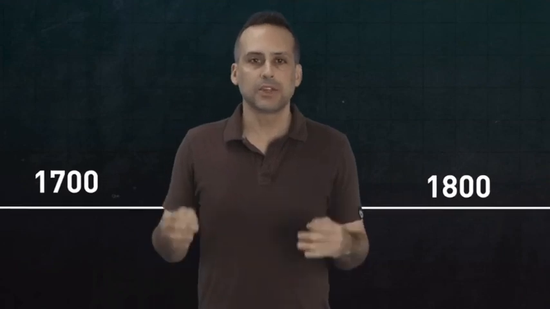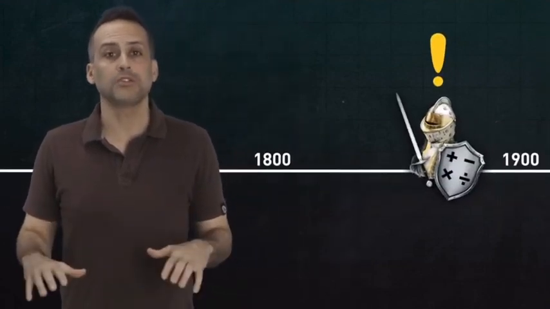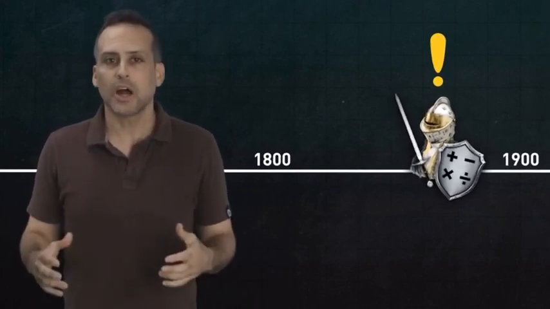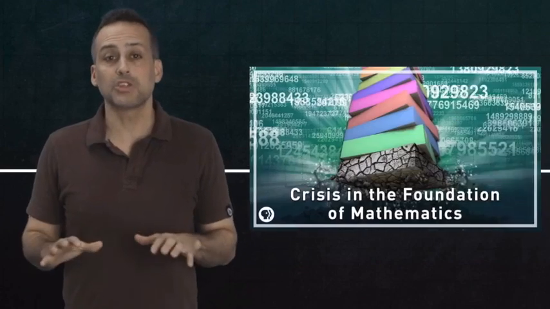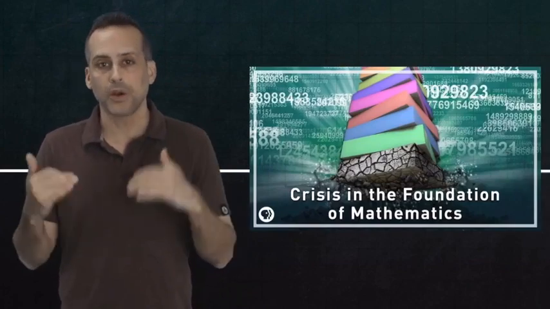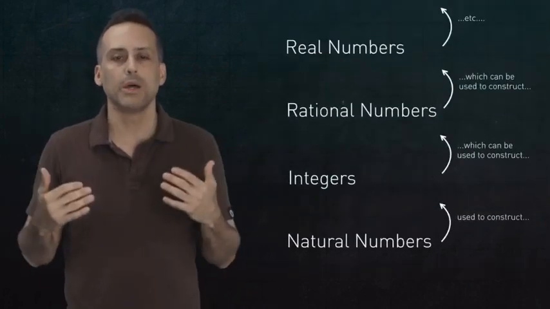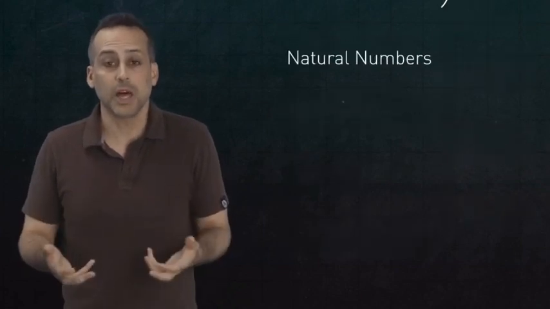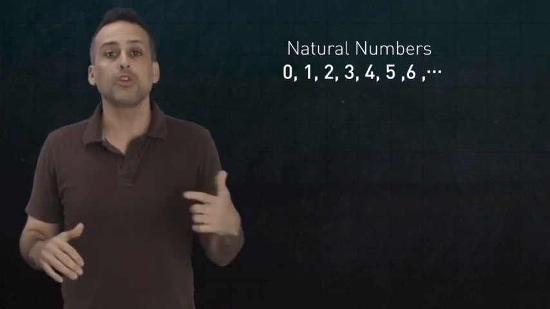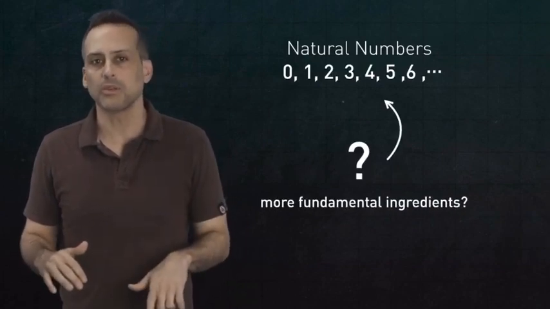In the late 19th century, mathematicians were on a quest to put all of mathematics on firm logical footing. Kelsey talked about this in a previous video, where she mentioned, among other things, that the number system can be constructed hierarchically, starting from the natural numbers and working your way up. But what about the natural numbers themselves? 0, 1, 2, 3, etc. Are they fundamental, or can they also be constructed from more basic ingredients?